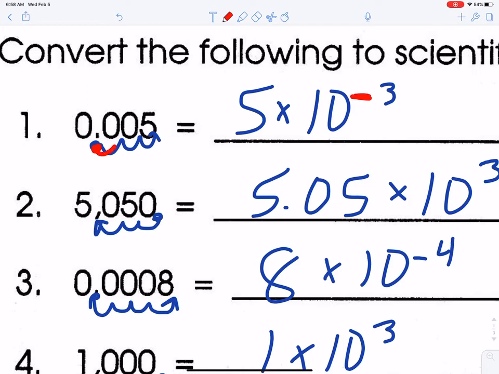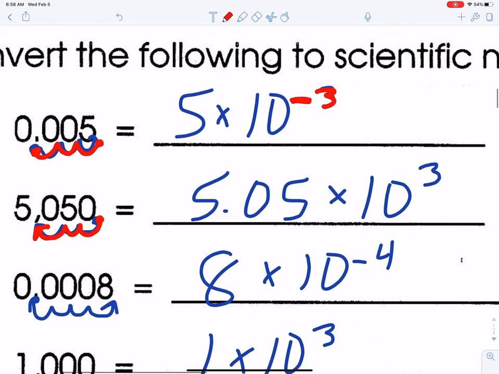So if I go over 1, over 2, over 3, I went over 3 to the right, and that's where that negative 3 comes from. In number 2, it's understood the decimal place is here. So if I go 1, 2, 3, but now to the left, that's why this 3 is positive, and that makes it 5.05, and by stopping the decimal there, my number is between 1 and 9.99999.